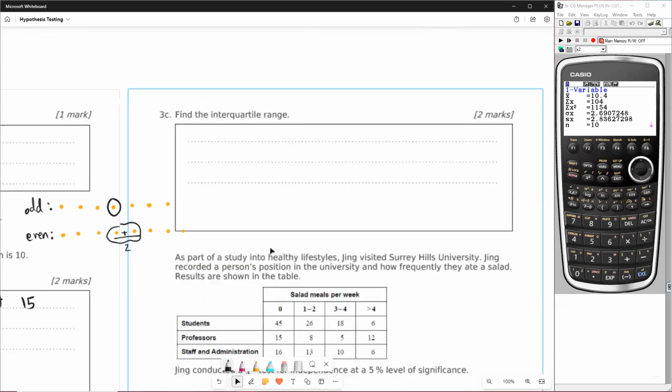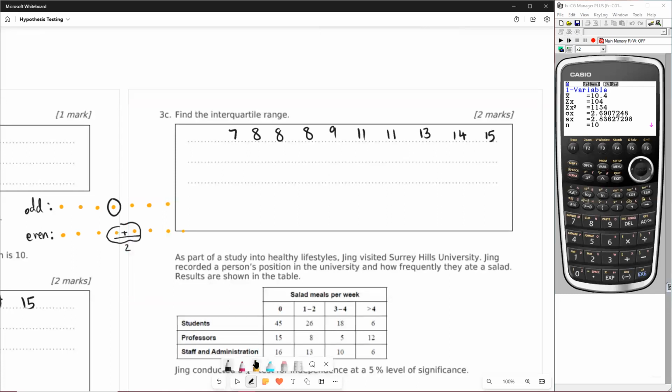Okay, then it says find the interquartile range. So I'm going to write the numbers that we had again. Okay, the median, like we said, was between 9 and 11. The median was the number 10. And so when you're looking for your interquartile range, you need to subtract your upper quartile, take away the lower quartile. How do you find your upper quartile?